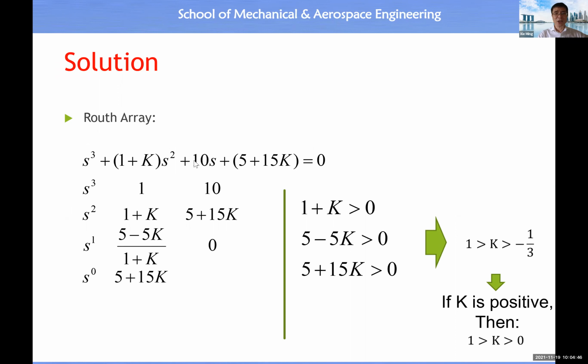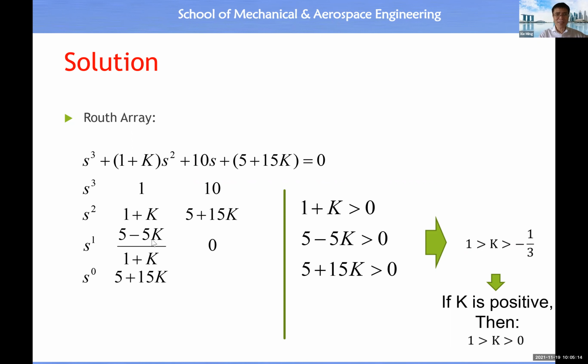Then, okay, we construct a Routh array. In this case, the Routh array will have four rows because it's 3 plus 1. So you have rows S0, S1, S2, S3. Then you fill up the first two rows in a zigzag way with the coefficients from the denominator equation. So you have 1 plus K, 10, 5 plus 15K, okay? Then 0, 0, you don't need to fill up, okay?